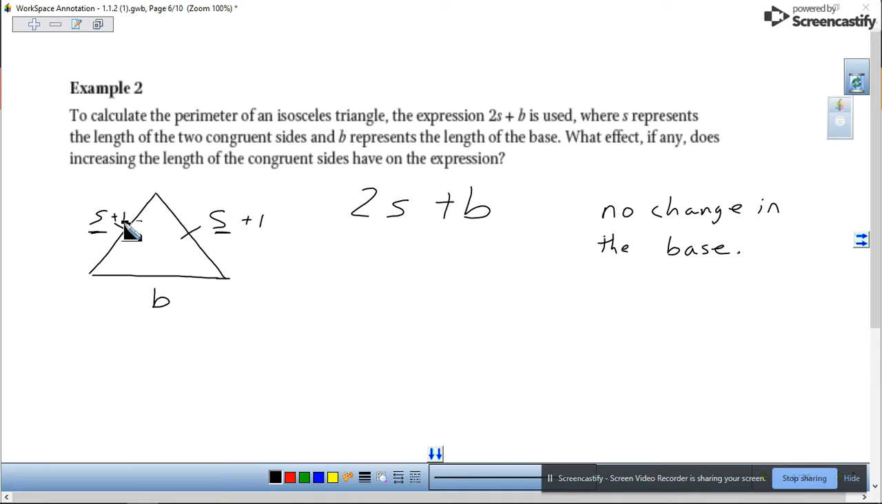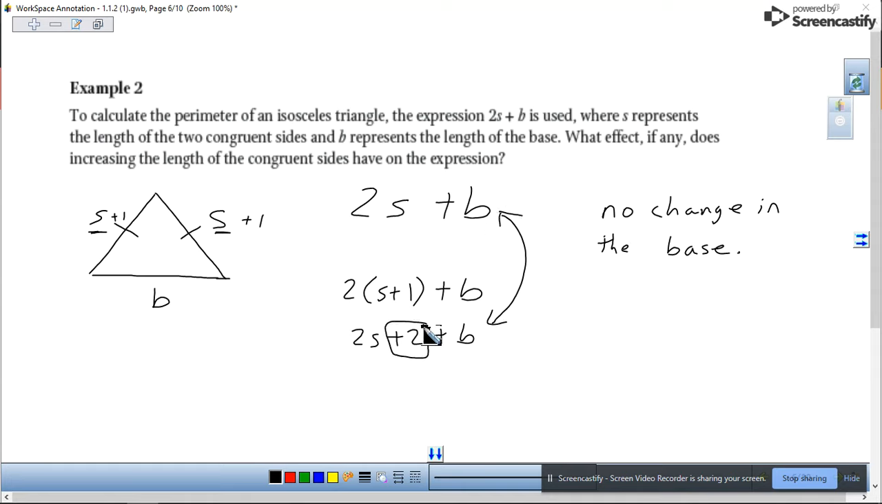Well, let's just use our example here of adding 1. So instead of having two s's, in our new example, I would now have 2 times s plus 1. I'd have 2 of those. Whatever s was, we added 1 to it, just as an example. So if I were to distribute that out, I now have 2s plus 2 plus b. How are these two things different?